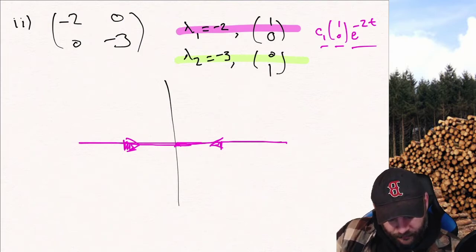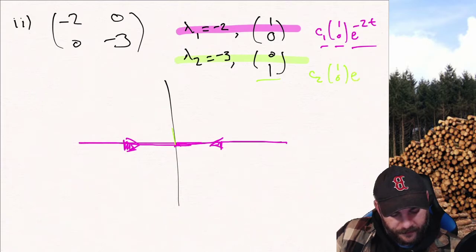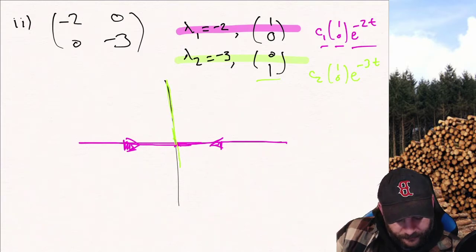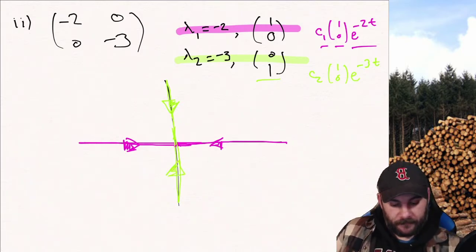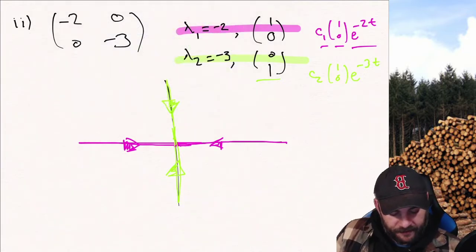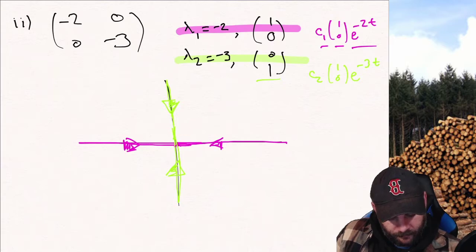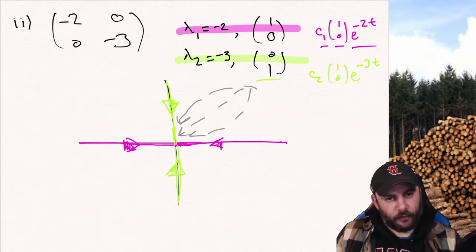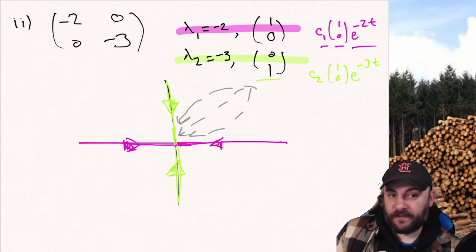The next one, I draw the vector C2, 0, 1, e to the minus 3t. I can scale it by any C2, so I go up and down. And I decay toward the origin in that direction. Awesome. And so now the question we have to ask ourselves is, if I start anywhere else, do I decay inward in a straight line? Do I do it concave up, or do I decay concave down? That's the question we have to ask ourselves. How do we approach that when we're not on one of these perfect directions?